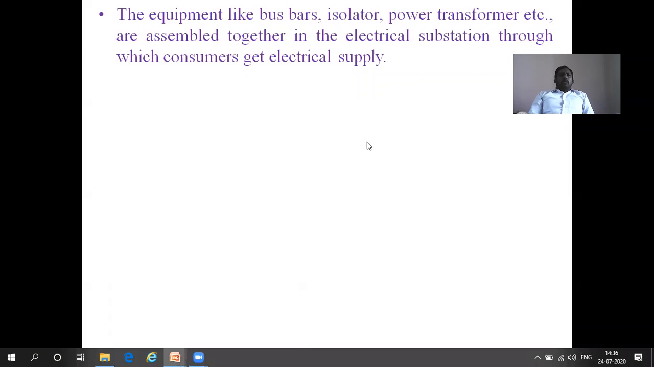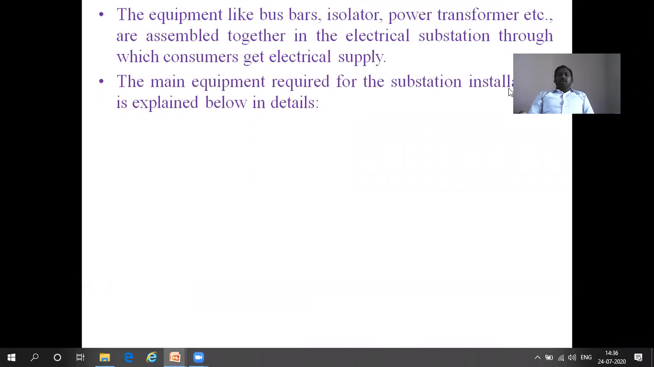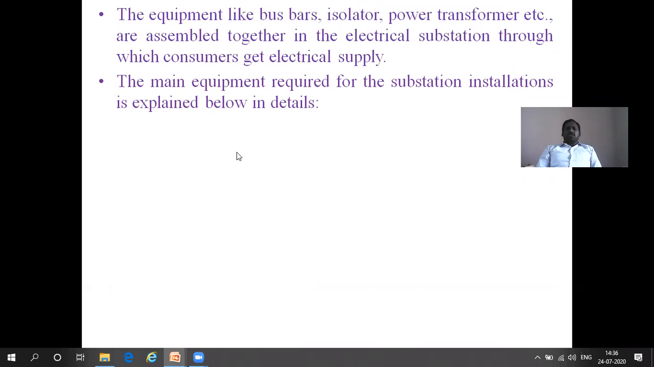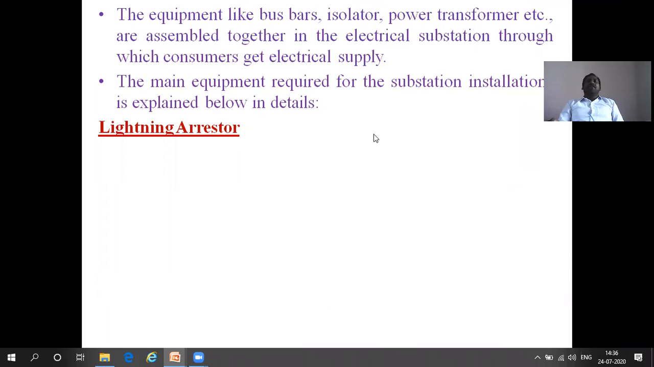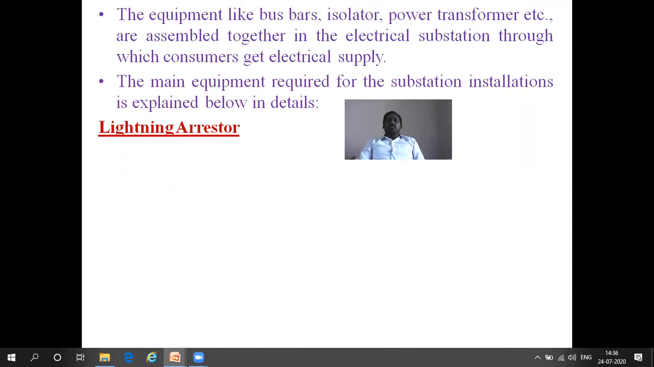The main equipment required for the substation installations: first one is lightning arresters. This is the first equipment, or starting equipment, installed in the substation, because it is required for protecting the substation against lightning surges. Lightning surges means thunderstrokes. When we use these arresters, they can divert the path of thunderstrokes.